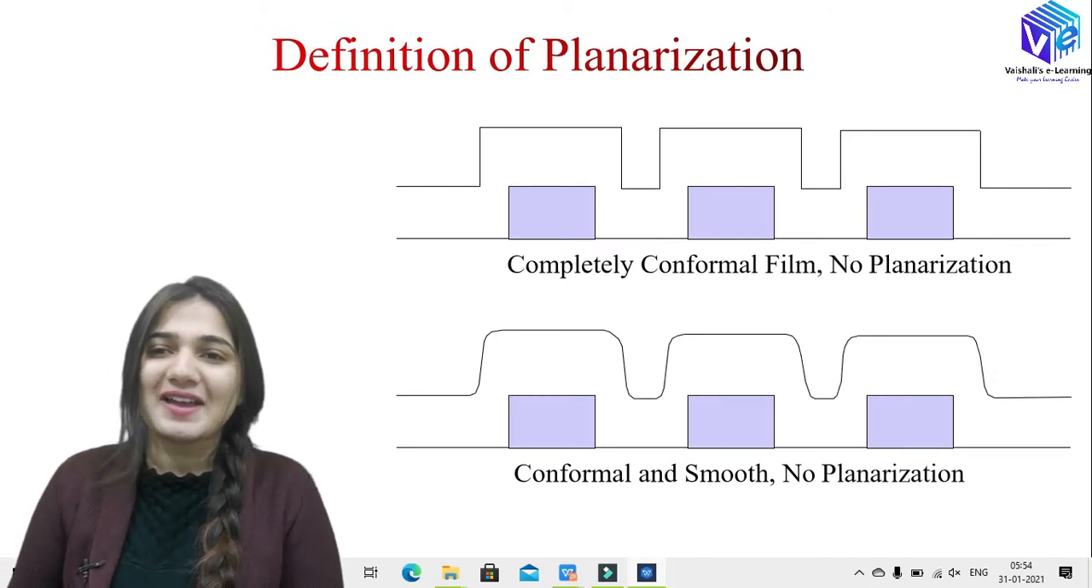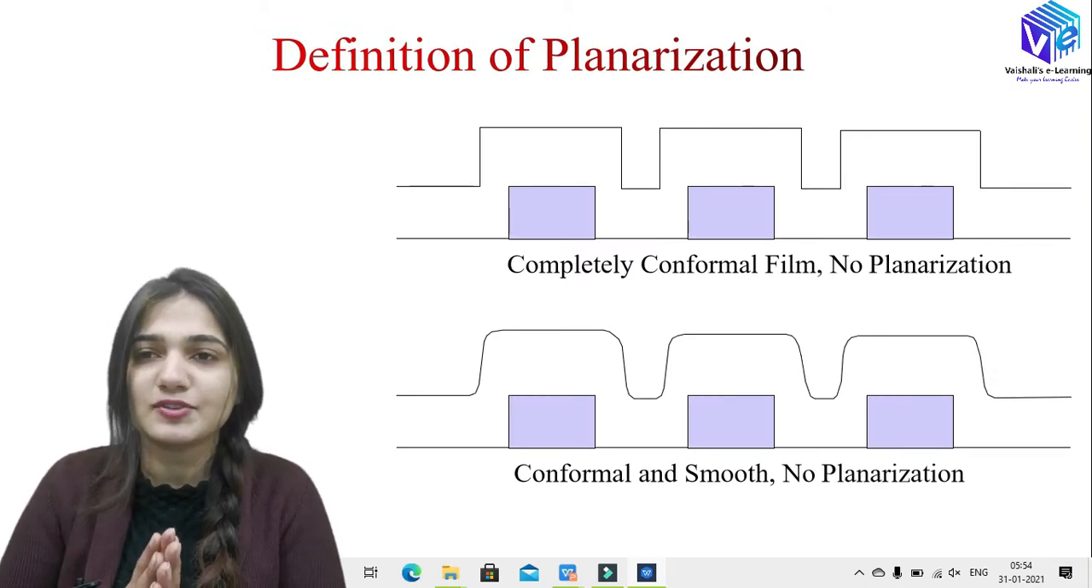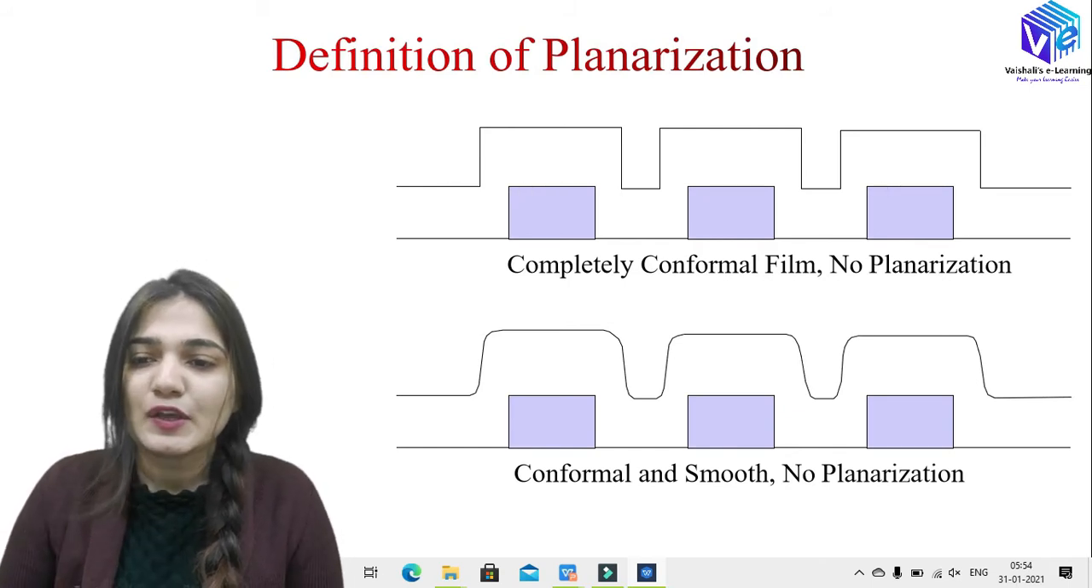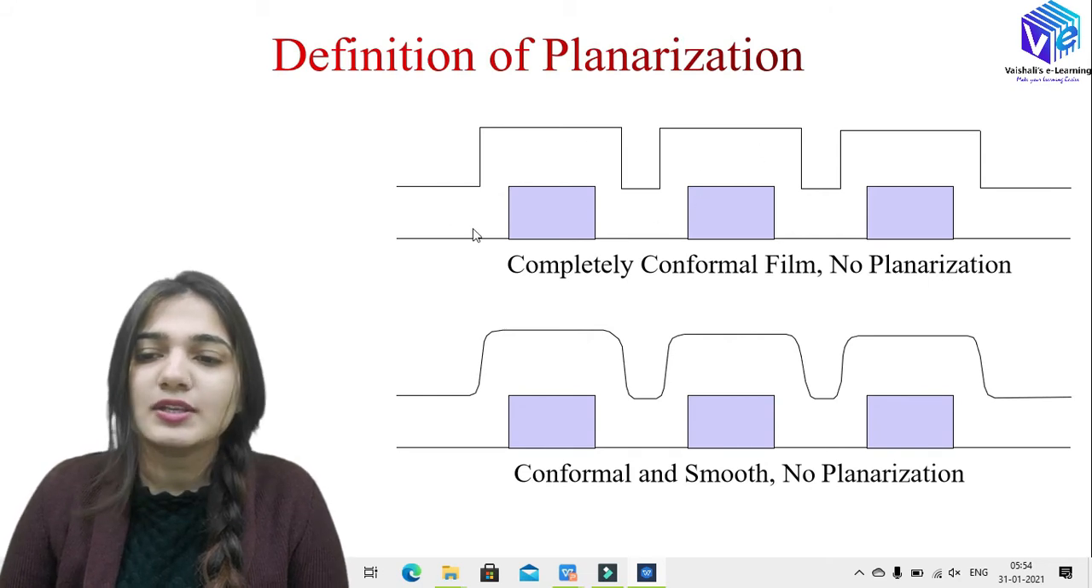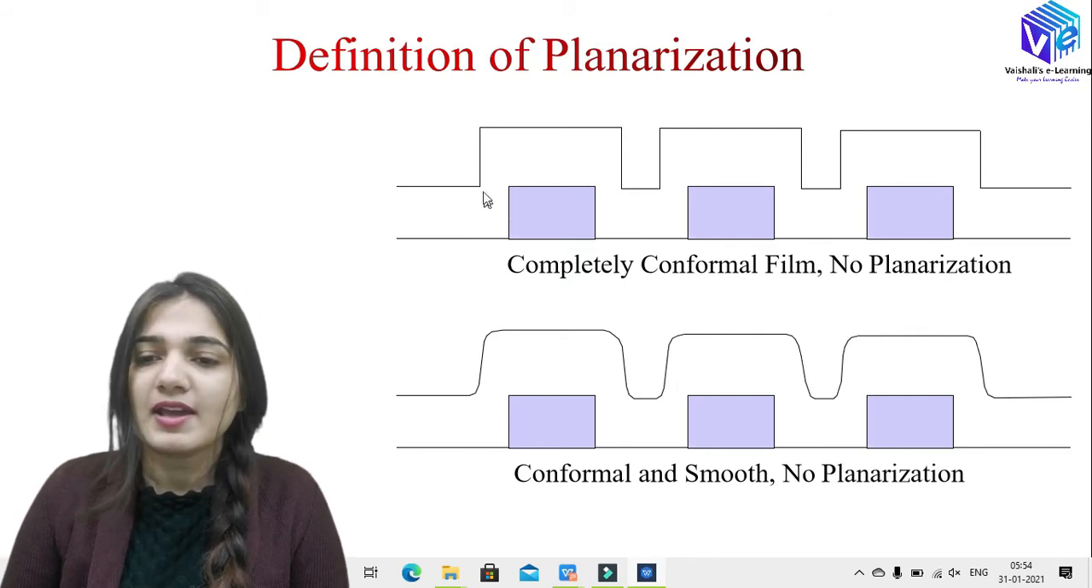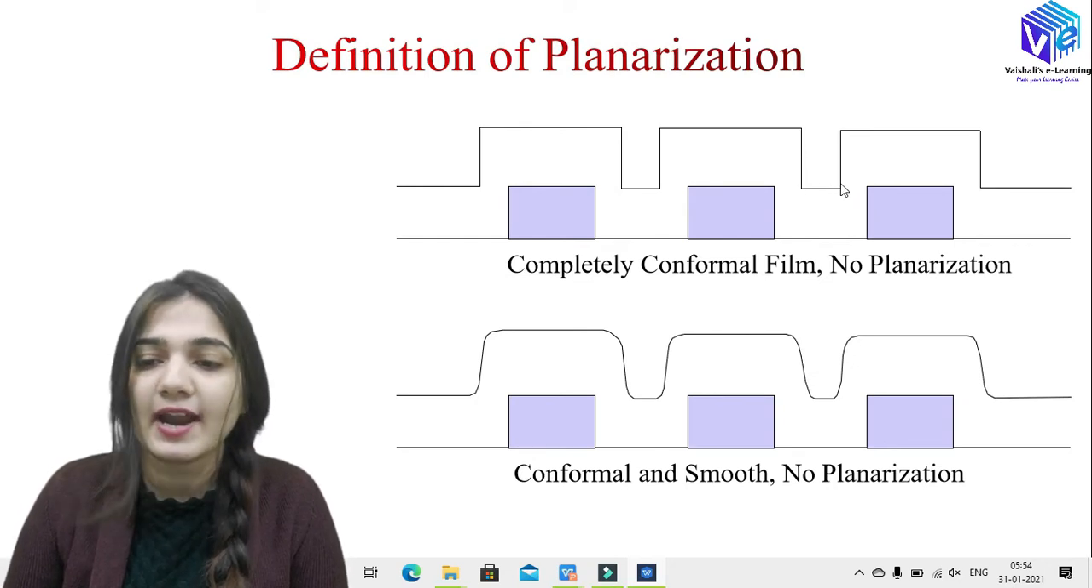So now there is a question. All of these are some structures, and I am going to ask which of them is planarized. Can you see the first structure? Is this structure planarized or not? This is a perfectly conformal film and there is no planarization over here. You can see we have perfect steps over here. There is no planarization at all.